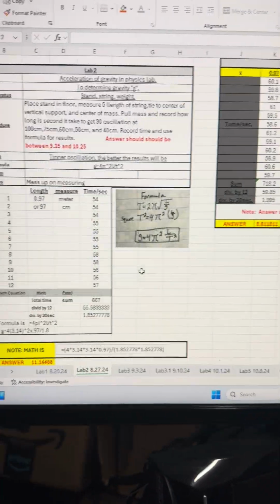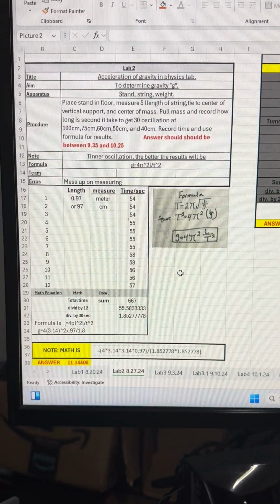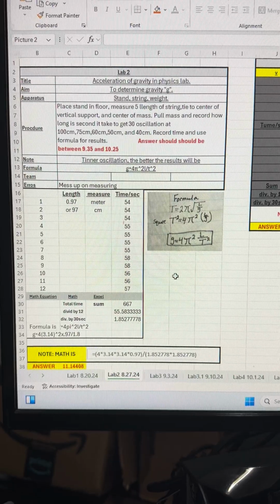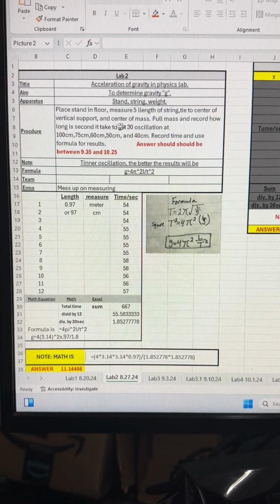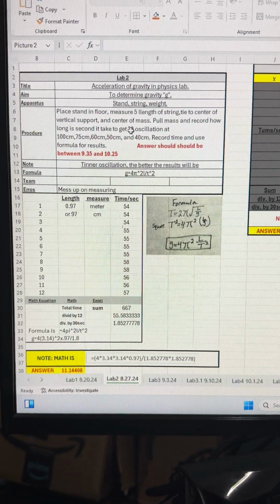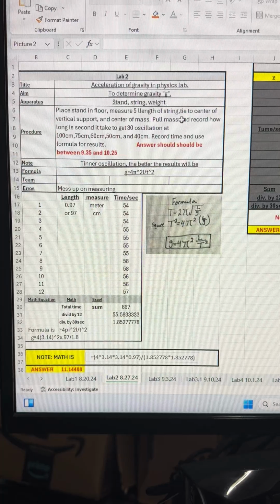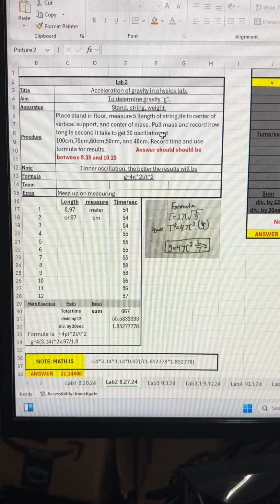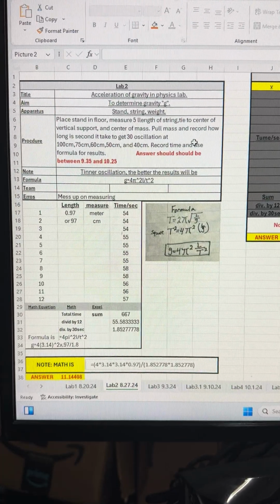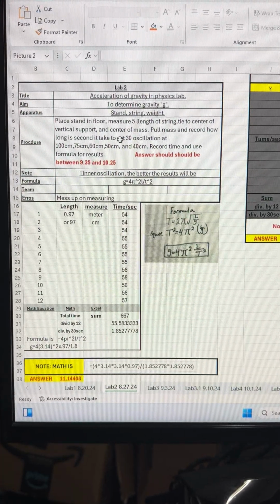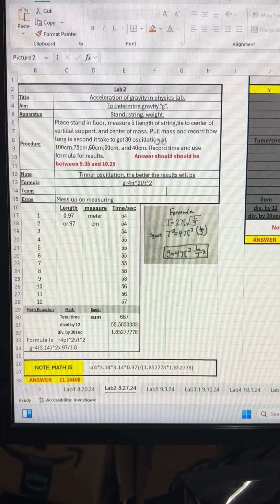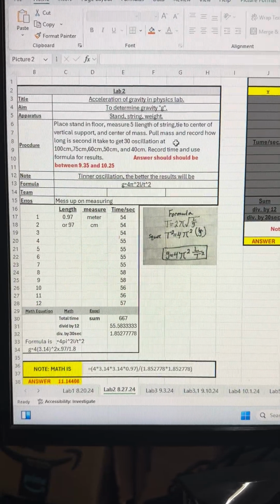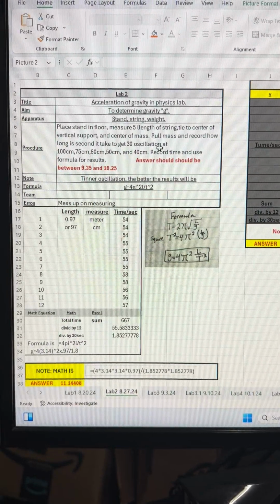That's kind of funny, because the first time we did this, we first messed up. We were supposed to record how long in seconds it takes to get 30 oscillations, but we actually measured how many we got in 30 seconds. So how long does it take to get 30 oscillations? What was the proper thing to do?